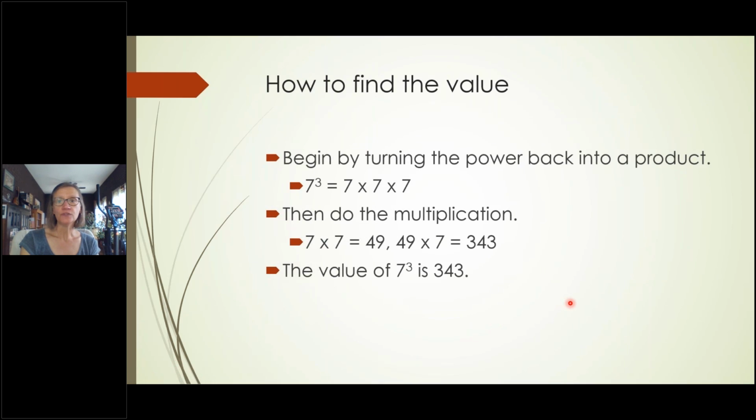So the first thing you do is you turn the power back into a product. 7 to the third power equals 7 times 7 times 7. Then you simply do the multiplication. 7 times 7 equals 49. 49 times 7 equals 343. Therefore, the value of 7 to the third is 343.